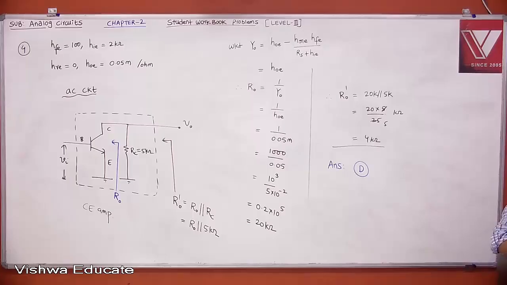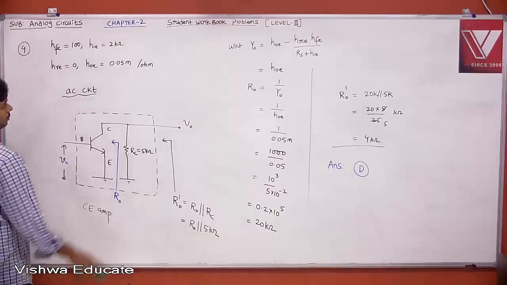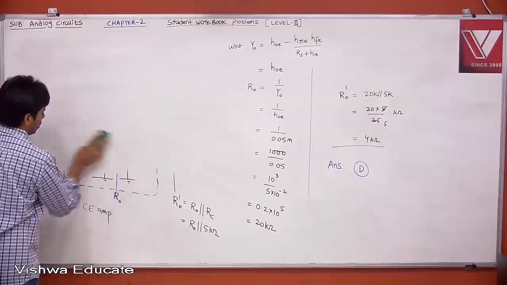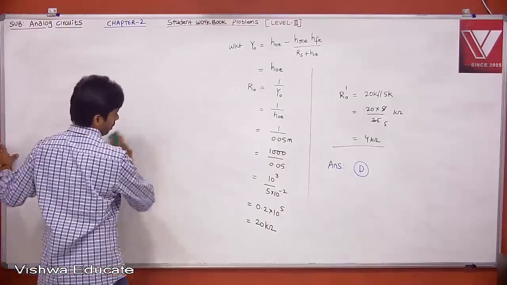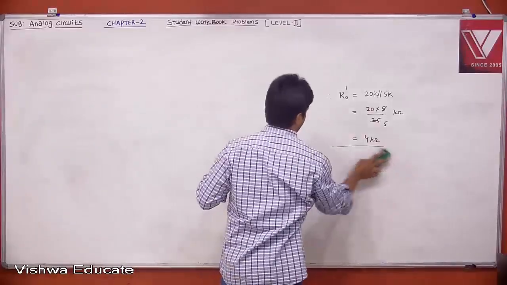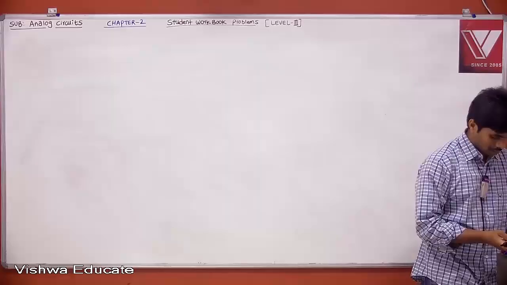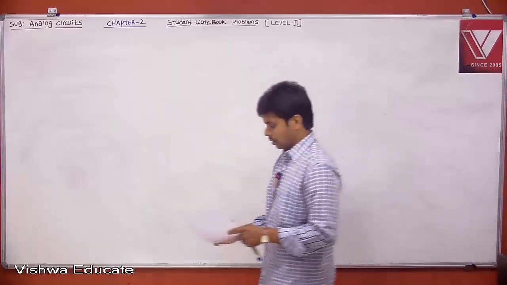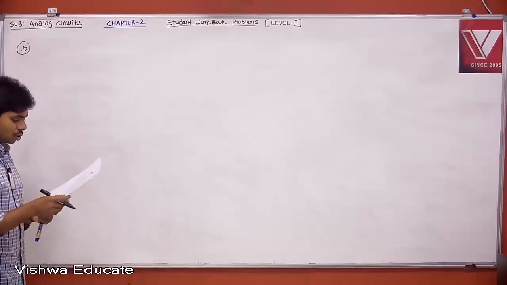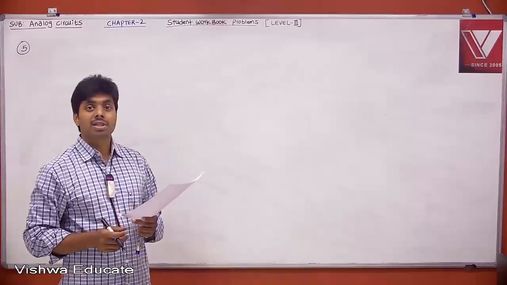Done. Write down problem number 5. Of the 4 biasing circuits shown in the figure for the BJT, indicate the one which can have maximum bias stability.